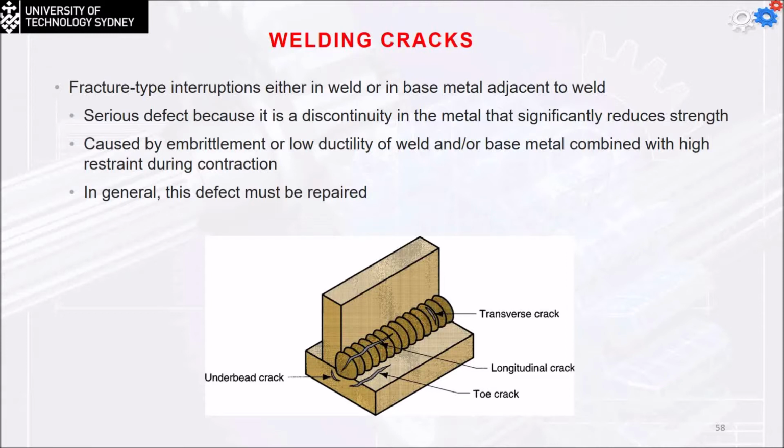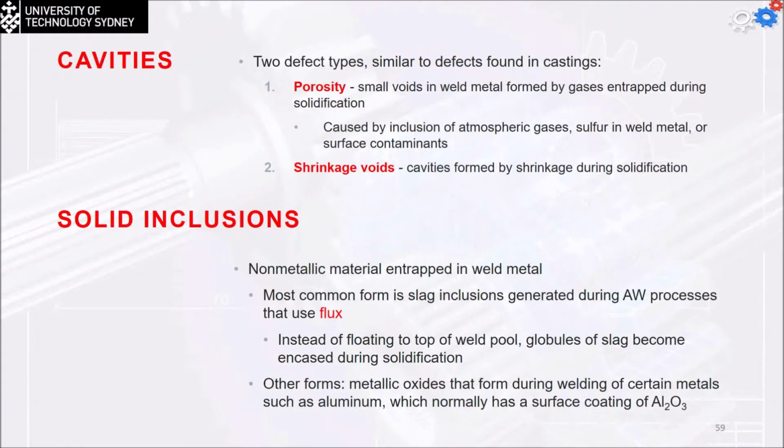We also can have solid inclusions, where non-metallic material interacts with the weld metal. Usually this comes from the slag of the flux material. The most common slag inclusions generated during the process come from the process using flux. Usually cavities are generated mostly when we're using gas. Okay, so each one has advantages and disadvantages at the same time.